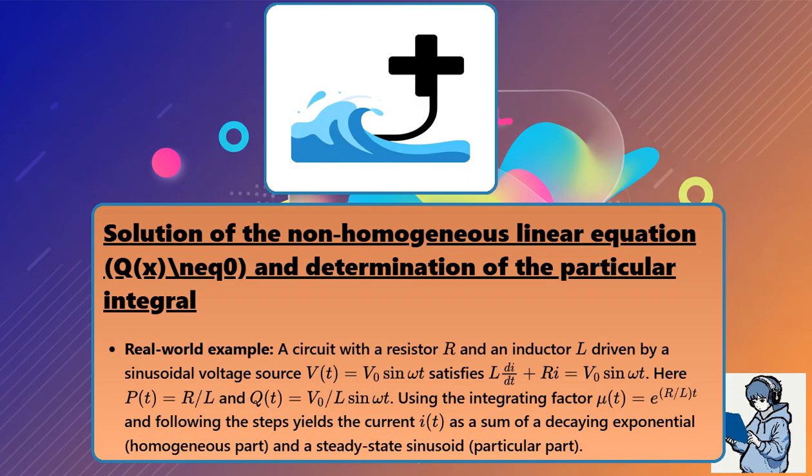Real-world example. A circuit with a resistor R and an inductor L driven by a sinusoidal voltage source V of t equals V sub 0 sin omega t satisfies L di/dt plus Ri equals V sub 0 sin omega t. Here P of t equals R over L and Q of t equals V sub 0 over L sin omega t. Using the integrating factor mu of t equals e to the power of R over L times t, and following the steps, yields the current I of t as a sum of a decaying exponential, a homogeneous part, and a steady-state sinusoid particular part.